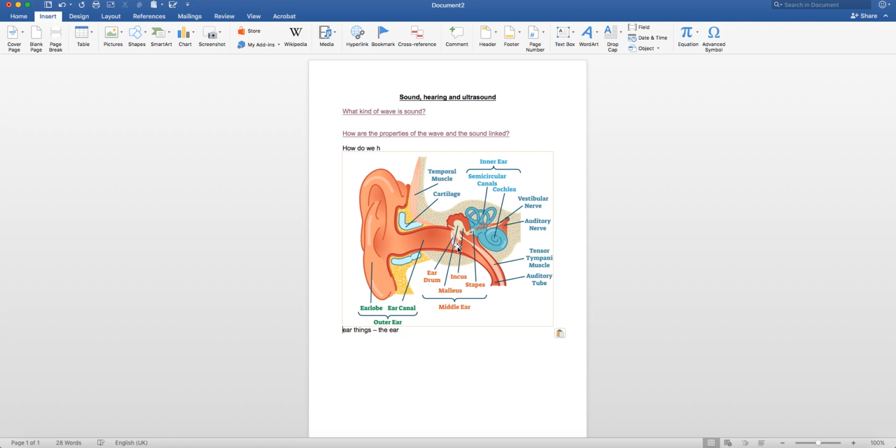That vibration then gets amplified by a series of three bones. Hammer, anvil and stirrup, we often call them. Their names are properly malleus, incus and stapes, but hammer, anvil and stirrup they're called. And what they do is amplify that relatively small motion to make it a bit bigger over here. So the stirrup is attached to the oval window of the cochlea.